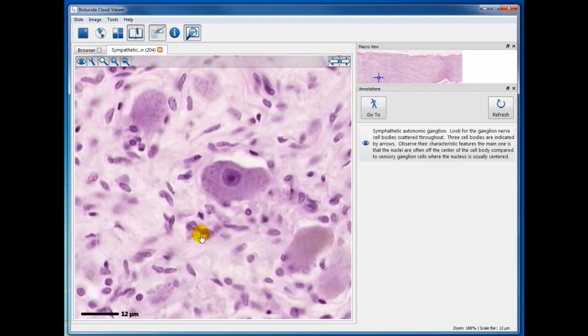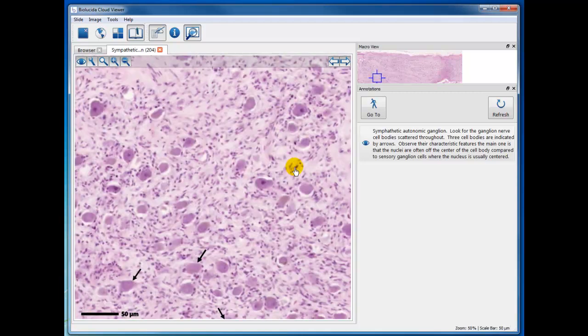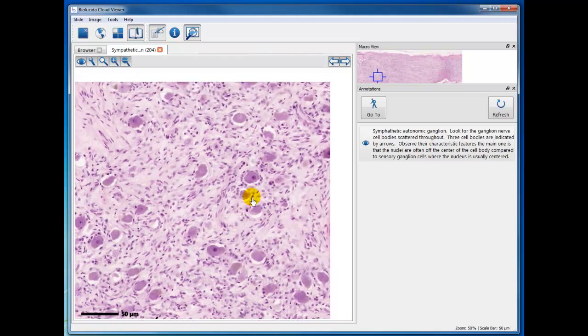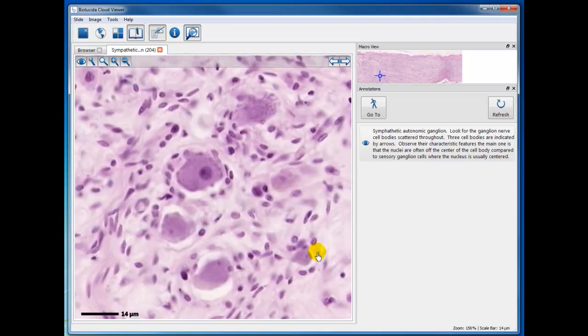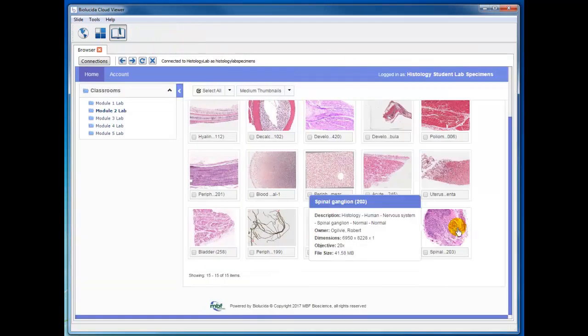And out here, all of these cells belong to the neuroglia, most of which would be Schwann cells in this particular situation, and the satellite cells around, which is never really that well defined in a sympathetic neuron or ganglion. So you can look around and see more examples. Here's another good example of a sympathetic neuron here.